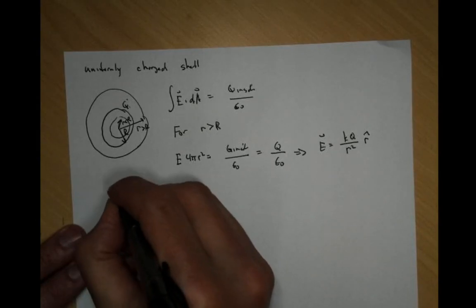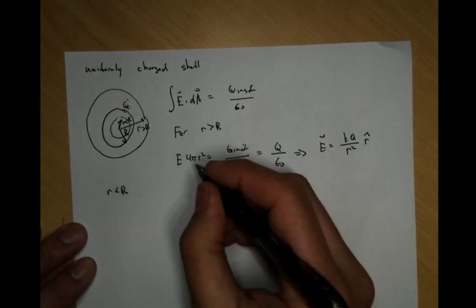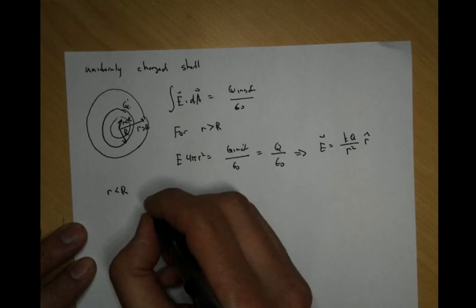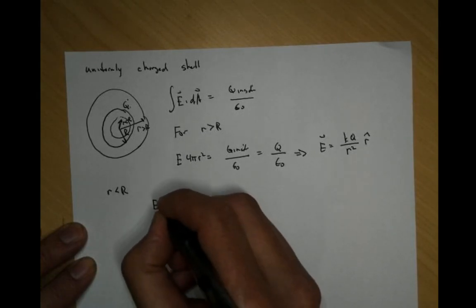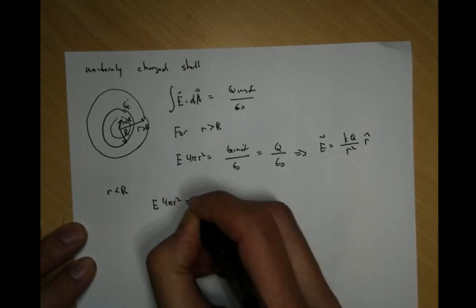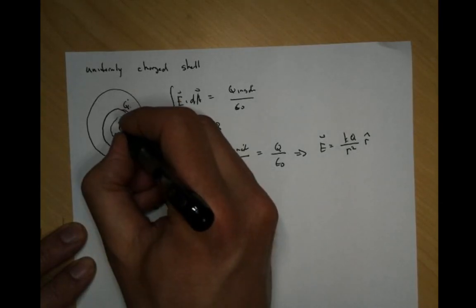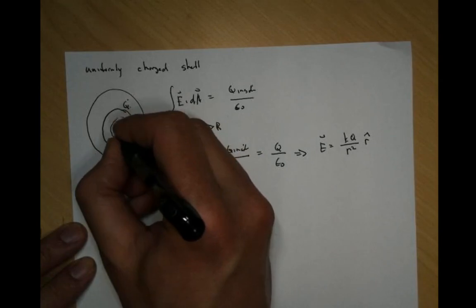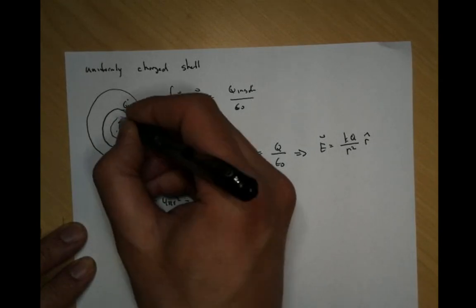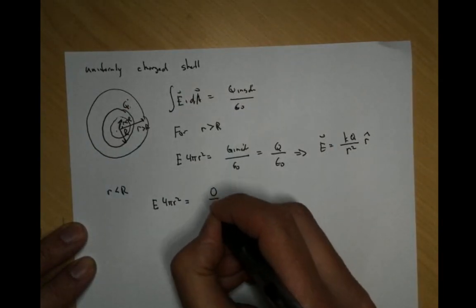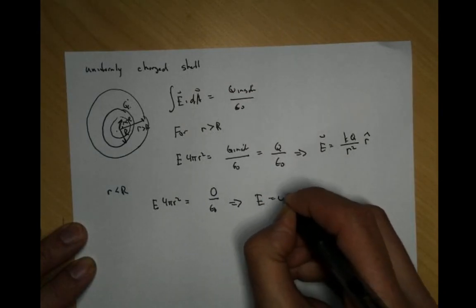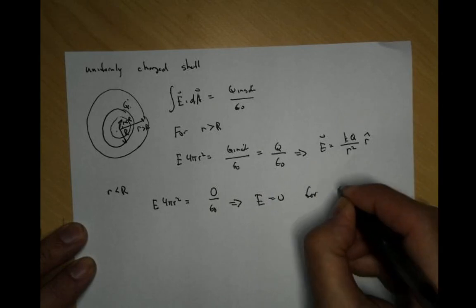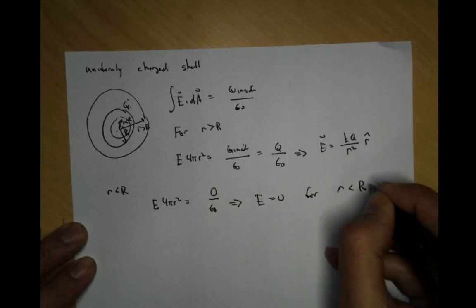Now for r less than R, on the other hand, the left-hand side stays the same. It's E, again, times 4 pi r squared. This is equal to Q inside. So what's Q inside for a charged shell? It is 0. There's no charge in it. So that's 0 over epsilon naught. So in fact, in this case, this gives me that E is equal to 0 for r less than capital R. All right?